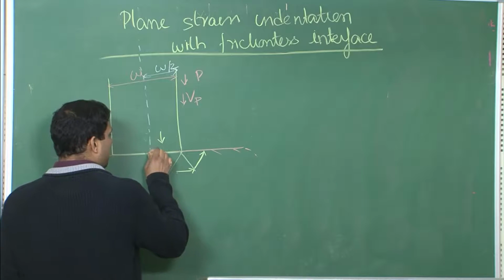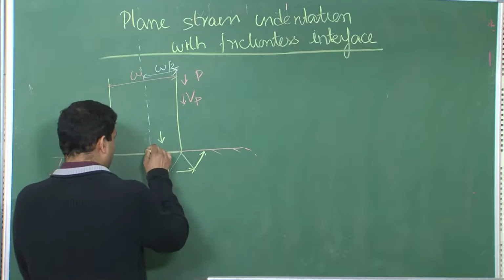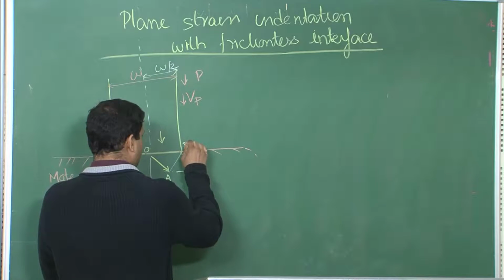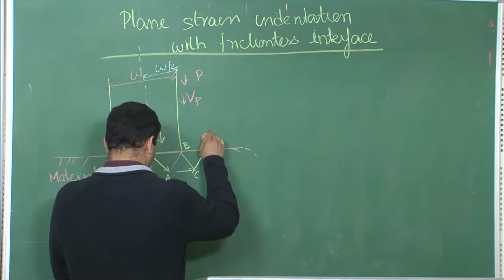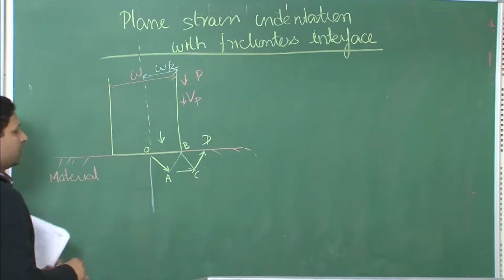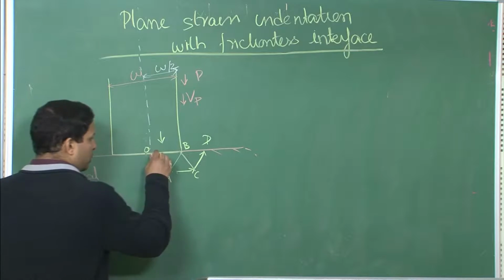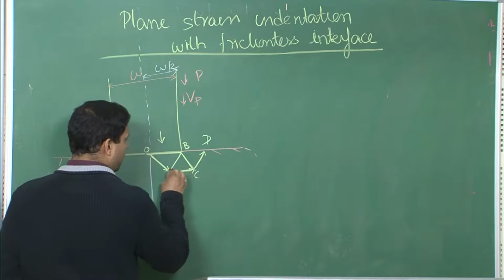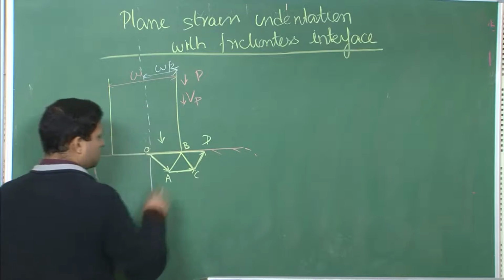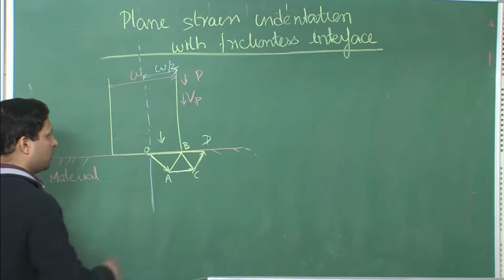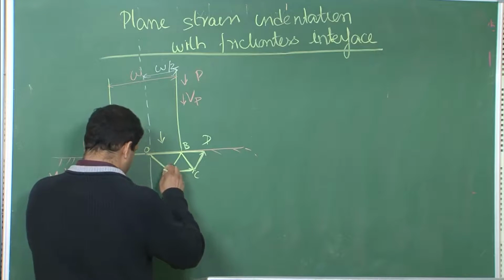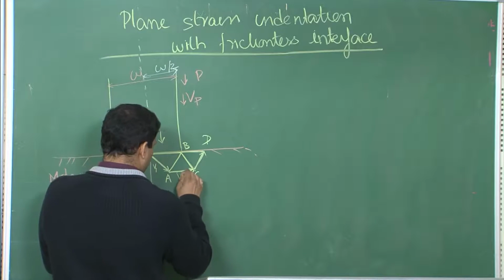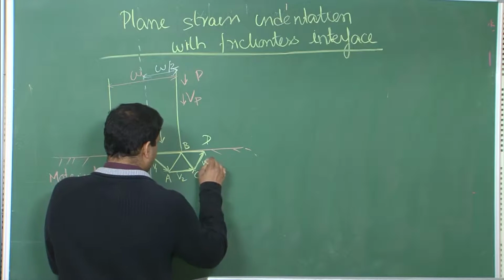So, now let us label them. Let us put this as origin, I will put this as A, B, C, and let us put this as D. Now, this is one triangle, this is another triangle, and so on, and this is our V1, V2, V3.